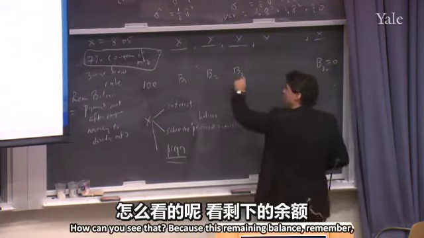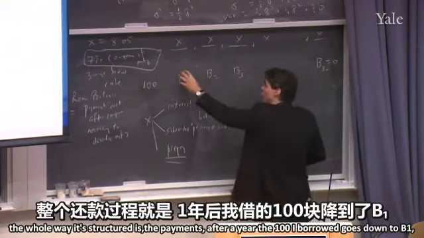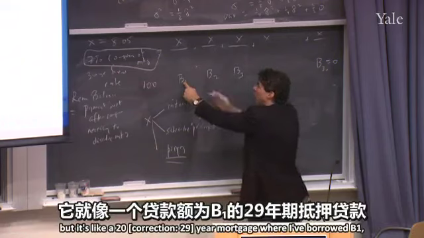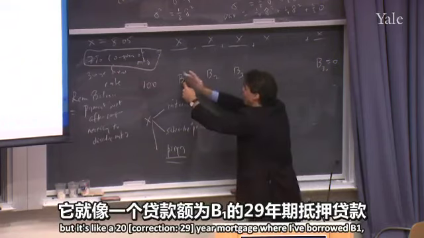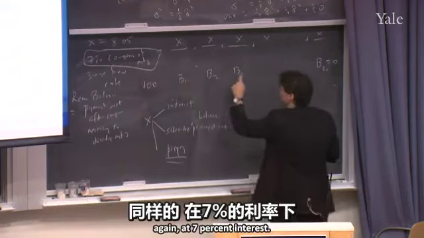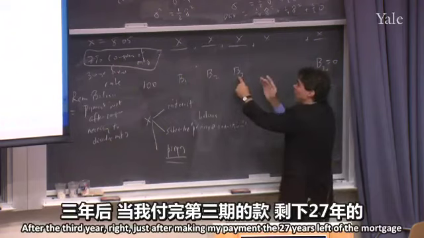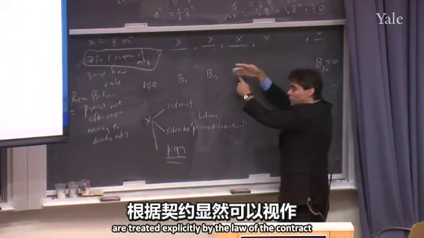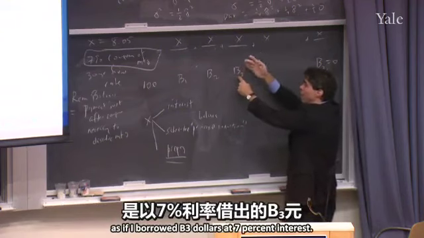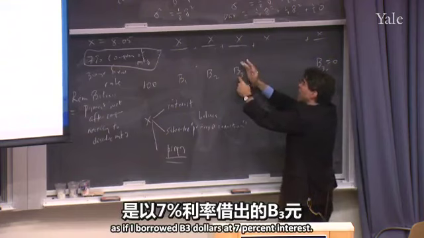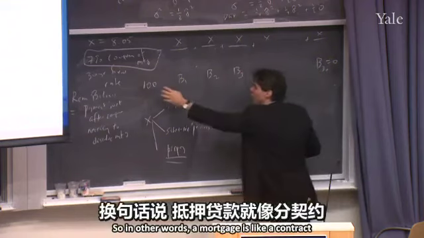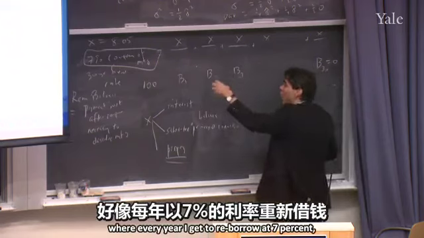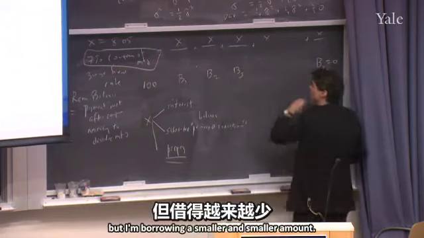Because of the way the remaining balance is structured: after a year, the 100 I borrowed goes down to B1. But it's like a 20-year mortgage where I've borrowed B1, again at 7% interest. After the third year, after making my payment, the 27 years left of the mortgage are treated explicitly by the law of the contract as if I borrowed B3 at 7% interest. So in other words, a mortgage is like a contract where every year I get to reborrow at 7%, but I'm borrowing a smaller and smaller amount.